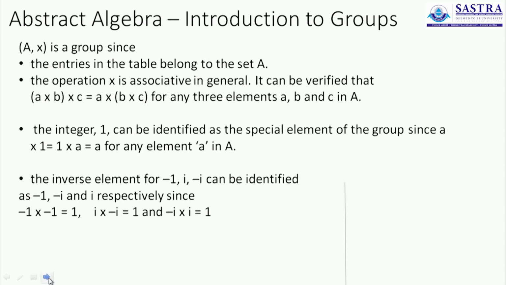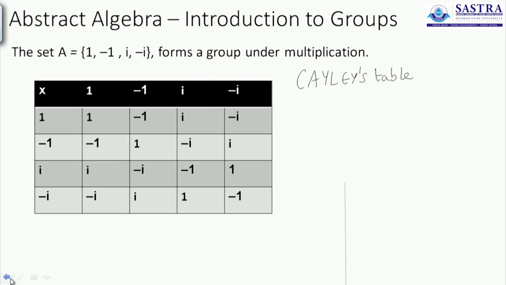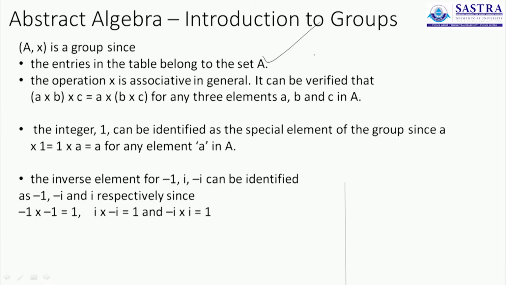So this forms a group because the entries in the body of the table do belong to the set. Look at the table and look at the entries. The entries are contained in the set. They do not go outside the set. I don't get an answer which is 2 or 2i. I always get either plus i or minus i, plus 1 or minus 1. Therefore, the set is closed, and we have already established more than once that the operation of multiplication is in fact associative. You don't have to verify that.